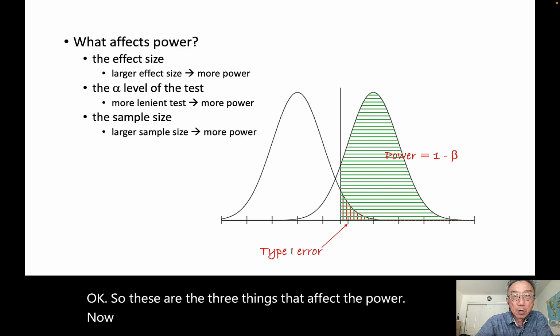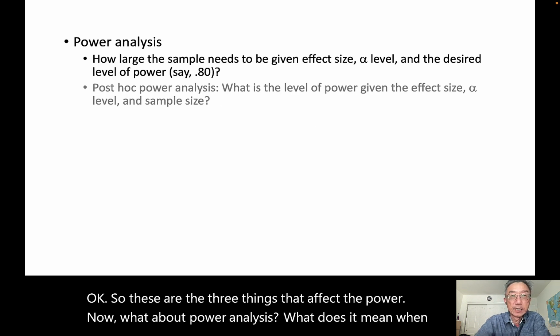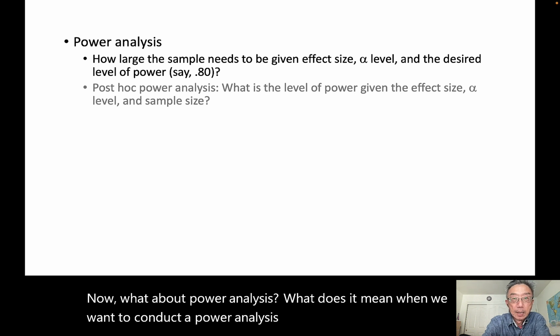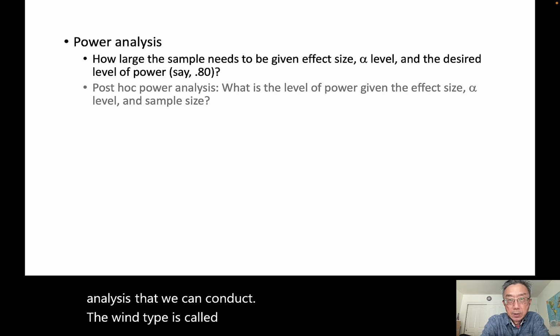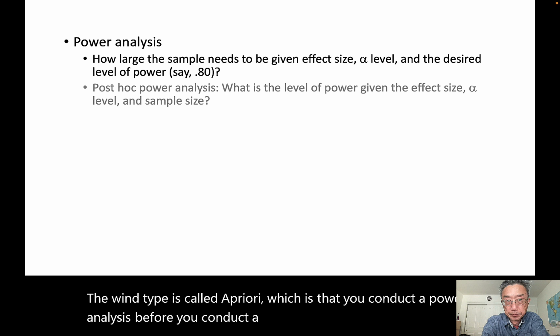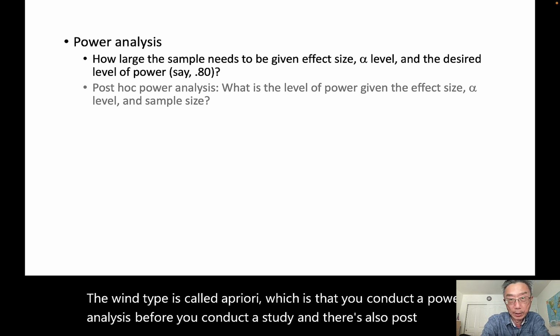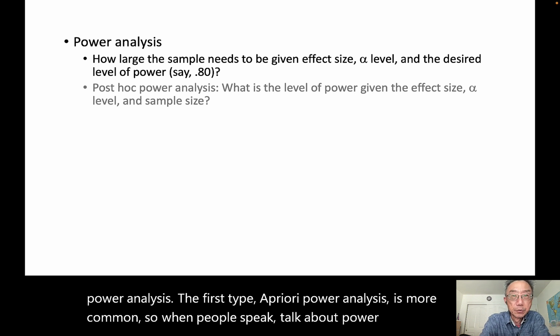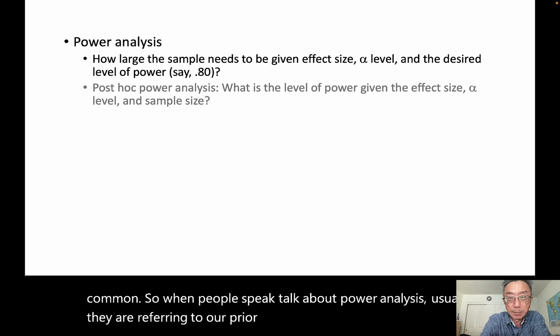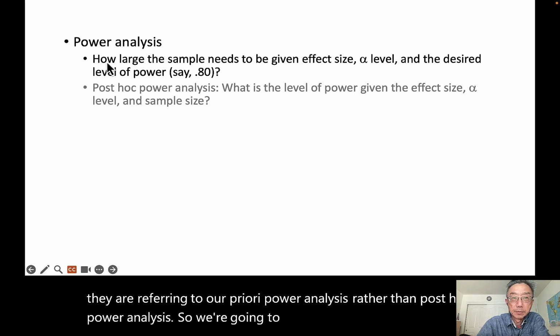Now, what about power analysis? What does it mean when we want to conduct a power analysis? There are two kinds of power analysis that we can conduct. The one type is called a priori, which is that you conduct a power analysis before you conduct a study. And there's also post hoc power analysis. The first type, a priori power analysis, is more common. So when people talk about power analysis, usually they are referring to a priori power analysis rather than post hoc power analysis. So we're going to focus on the first type.